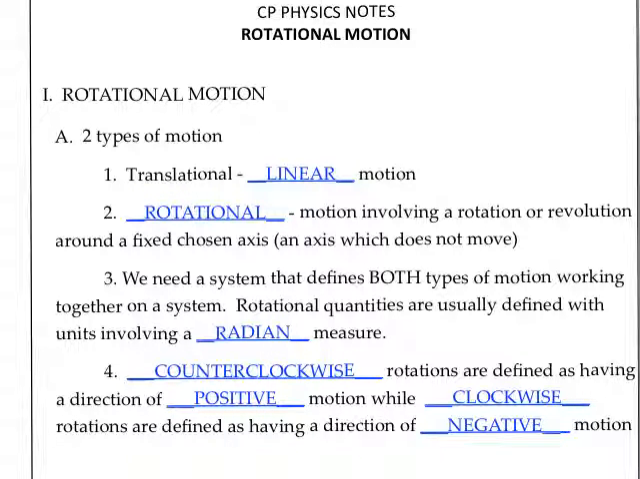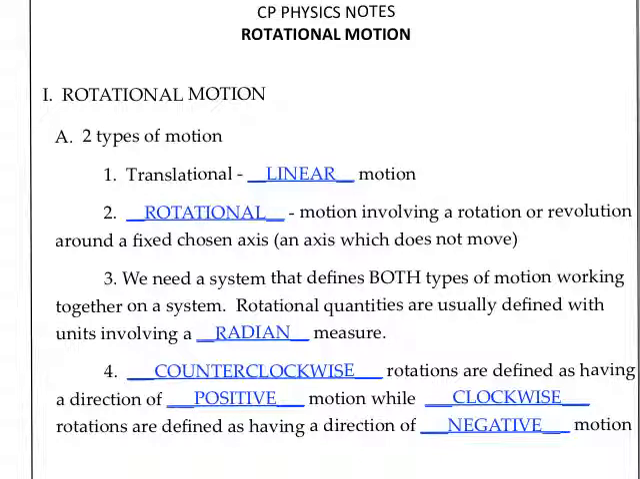Welcome back. Our next chapter is going to be on rotational motion. So let's get started. First, there are two types of motion. Translational is the linear motion, and that's what we've been studying so far this year, where an object would move in a straight line. The other type of motion is called rotational, and this motion involves a rotation or a revolution around a fixed chosen axis. Basically, it means that something's going to rotate around in a circular type of movement.